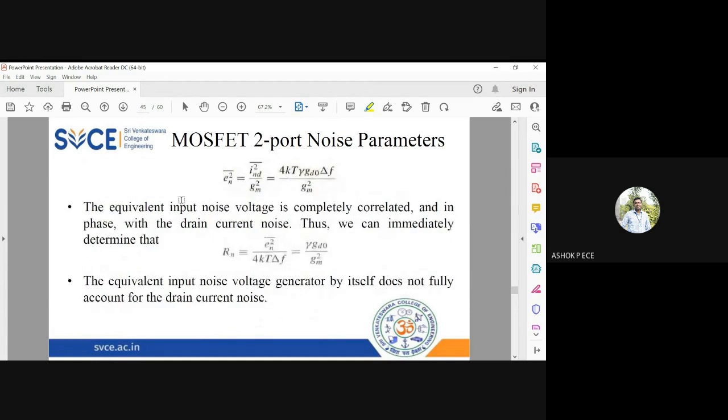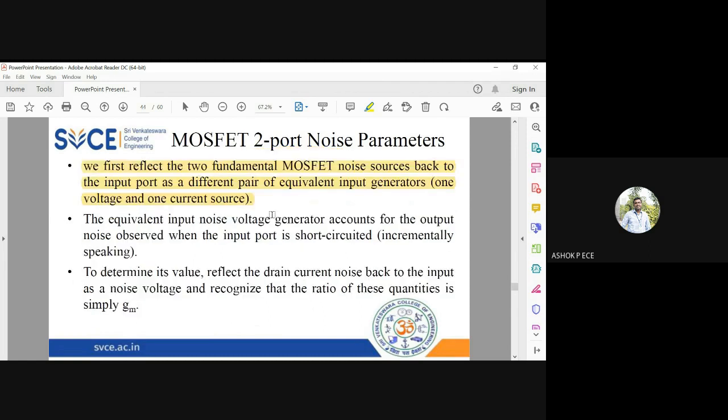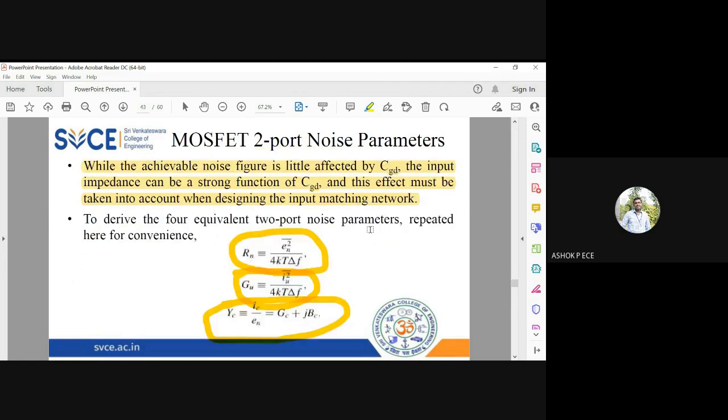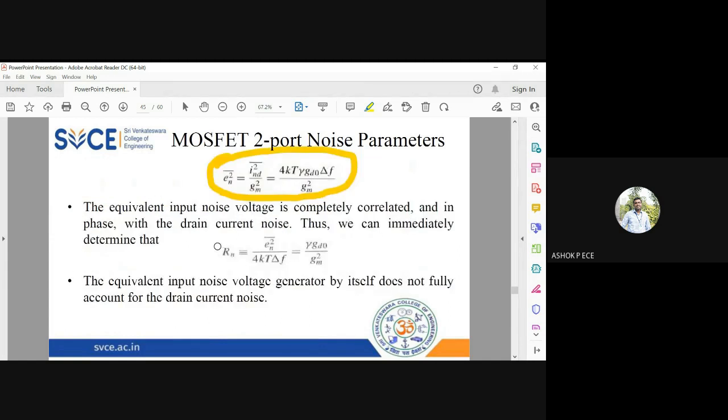From this you can find the voltage in terms of current. I have I square ND, and I want E square, so I find it by dividing by GM square. Because in the expression for Rn I have E square, substitute that and you will get the expression for Rn. So Rn is going to be gamma into GD0 by GM square. So I got the expression for Rn.